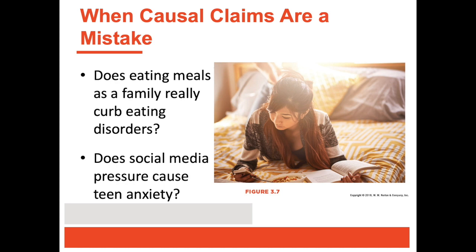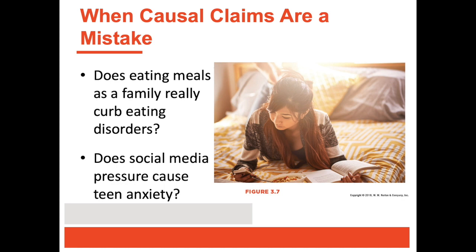So in this case, can we assign easily how many family meals families are eating together? Possibly, but that can also be very difficult to enforce from a researcher standpoint. If we could, we could actually start to understand the causal relationship there.